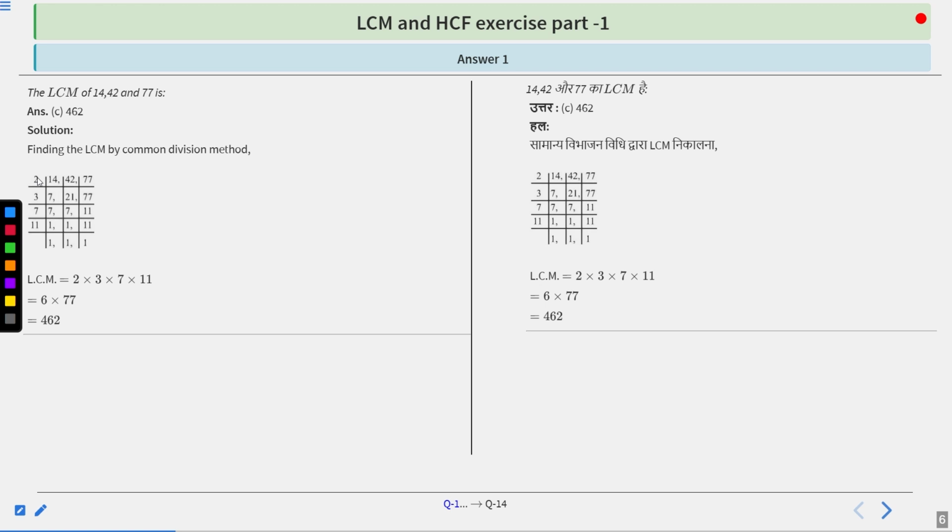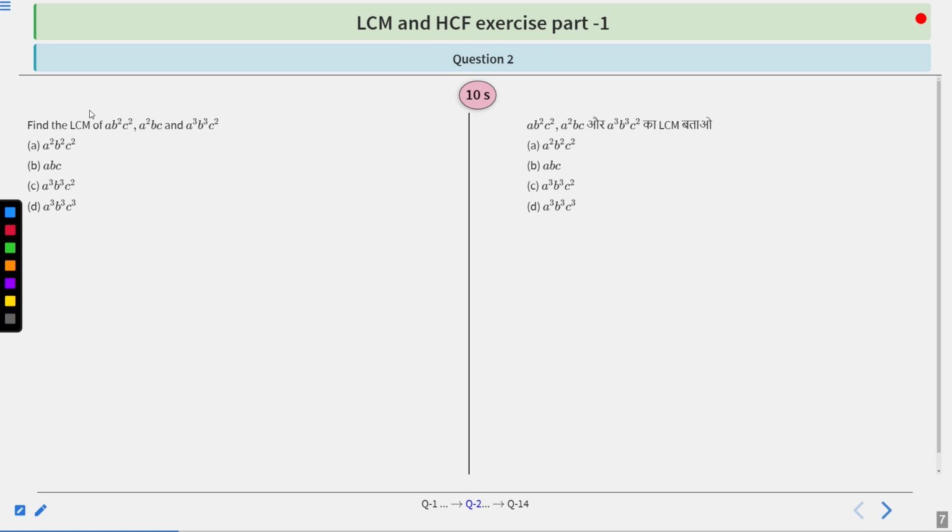We will multiply all these numbers 2, 3, 7 and 11. So 2 into 3 into 7 into 11, that is equal to 6, and 7 into 11 is 77, so that is 462. So option number C, 462 is our correct answer.